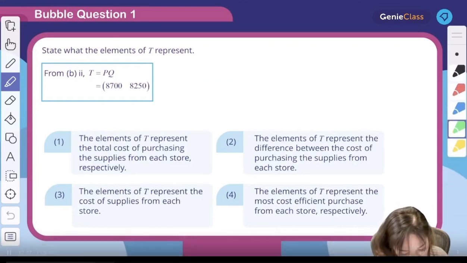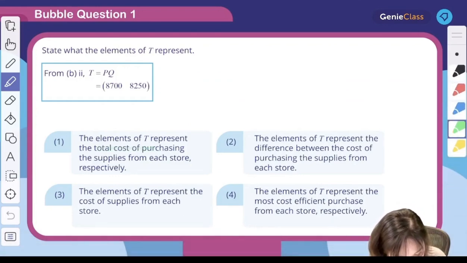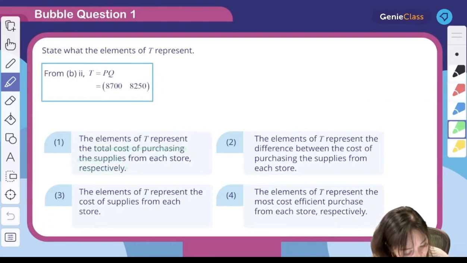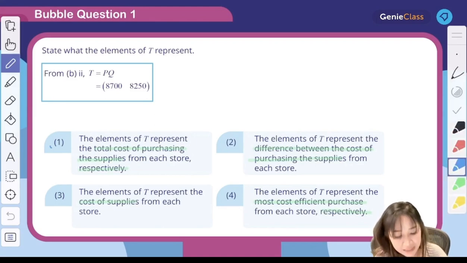So the key differences. This one says total cost of purchasing the supplies respectively. This one says difference between the cost of purchasing the supplies. This is cost of supplies, and this is most cost efficient purchase respectively. So it should be option 1, very well done. And why? It's definitely not the difference, right? Because we're not subtracting anything at all. In fact, we're just multiplying. So why not option 3 or 4?